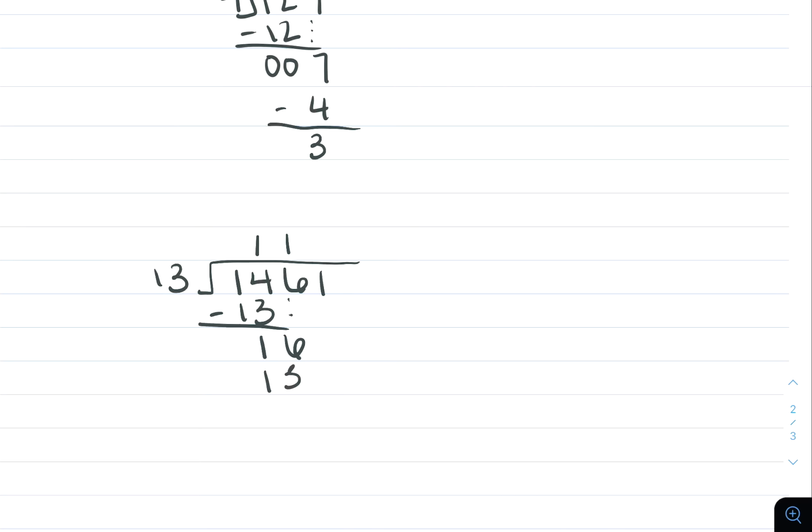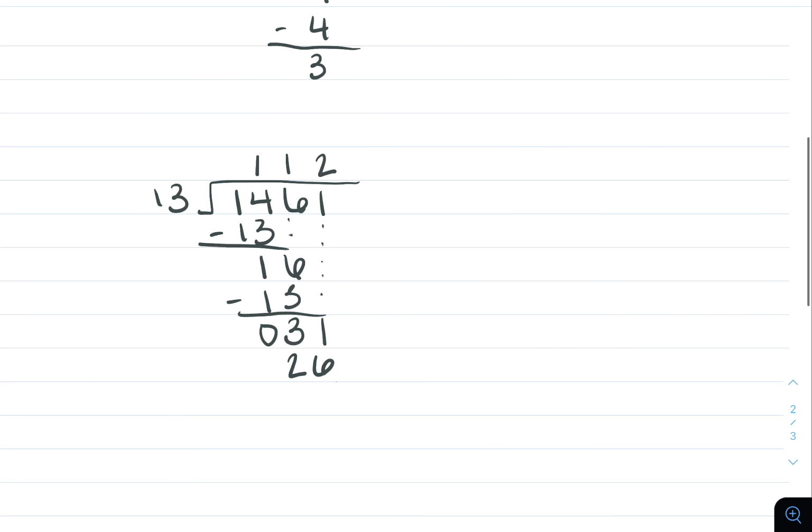Okay, let's bring that 13 down and subtract. 6 minus 3 is 3. 1 minus 1 is 0. Okay, let's bring down our last number here. So now we have 31. I have 13. If we do 2 times 13 is going to give us 26. So let's subtract that away.